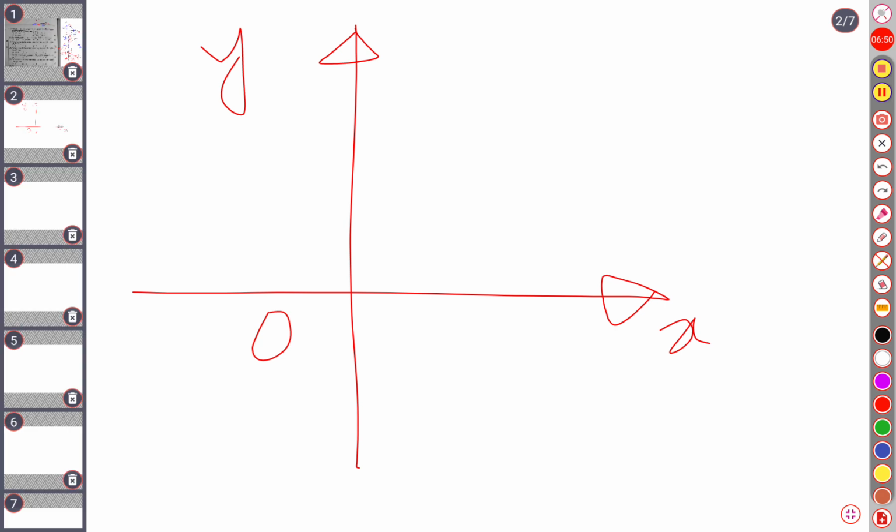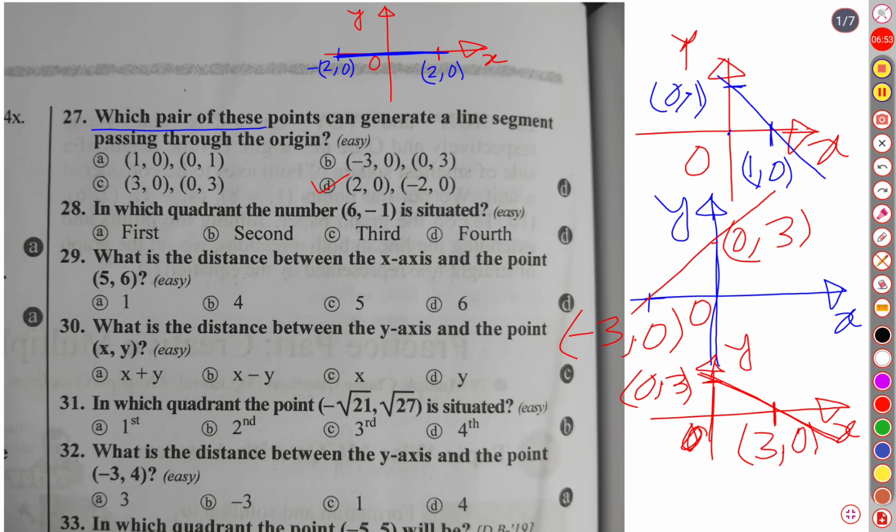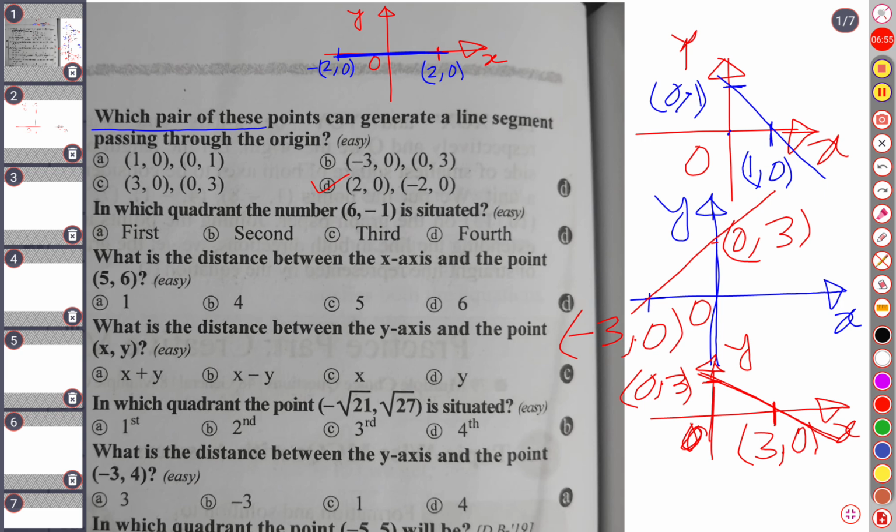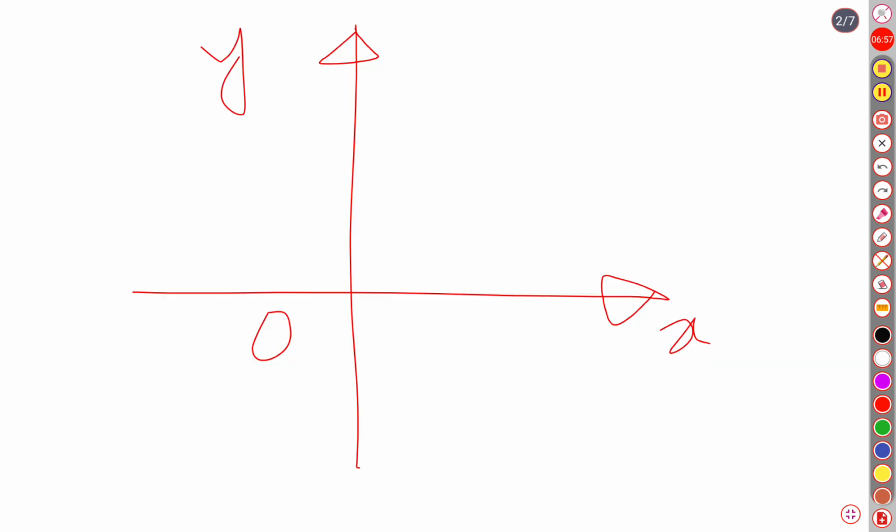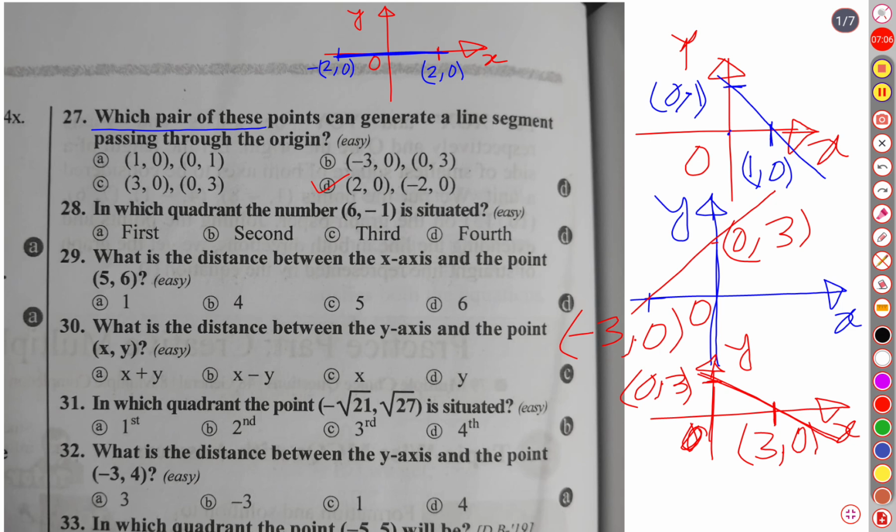So what are our points? Our points were 6, negative 1. So let us see where it falls. So 6 may be over here. Suppose this is 6 on the x-axis, the x coordinate is 6, and then what was the y coordinate?